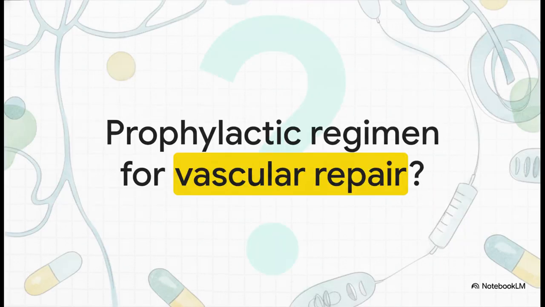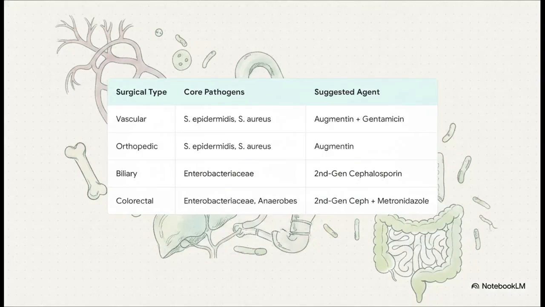Question 27. What is the most appropriate prophylactic antibiotic regimen for a patient undergoing elective vascular repair? The correct regimen is D, Augmentin and gentamicin. This specialty-specific prophylaxis table perfectly maps out core targets. You can see how surgical types like vascular, orthopedic, and biliary operations are paired with their core pathogens and suggested agents.